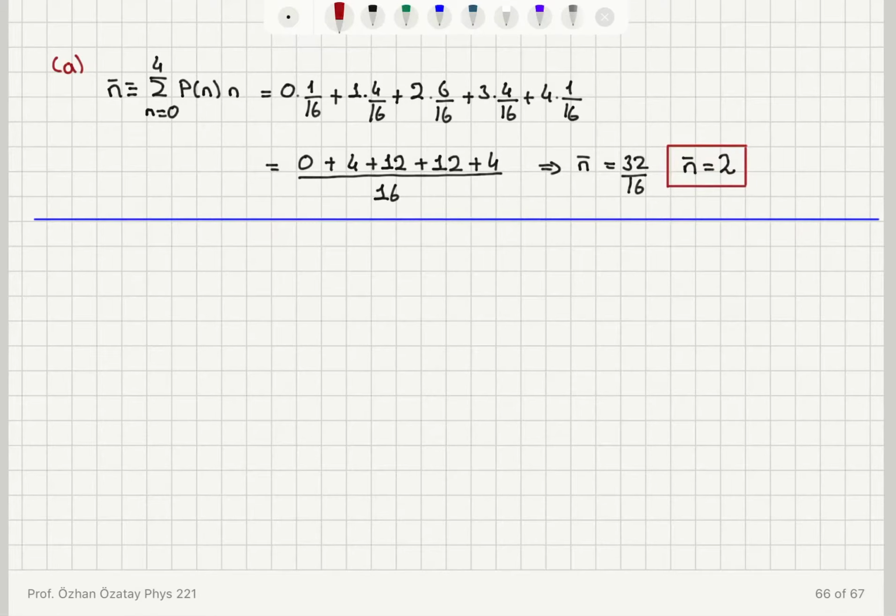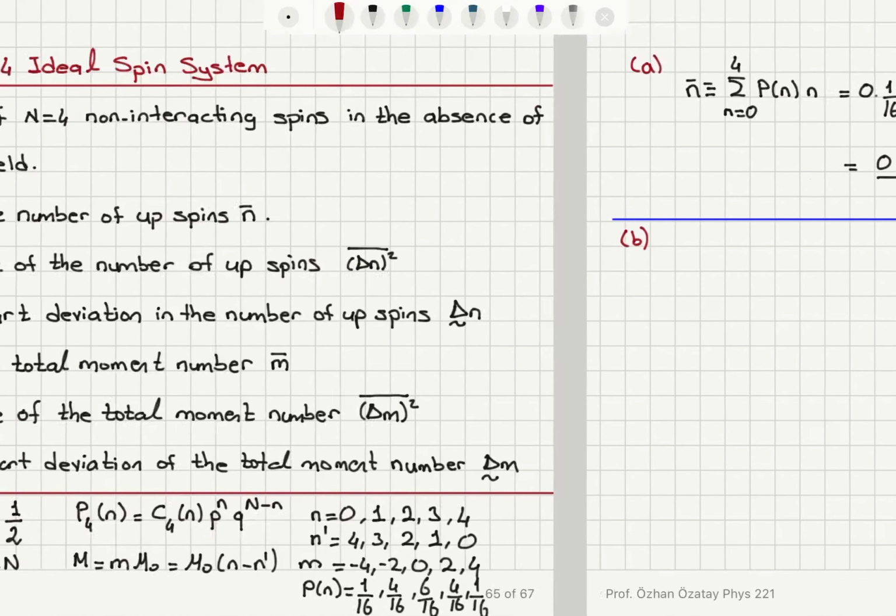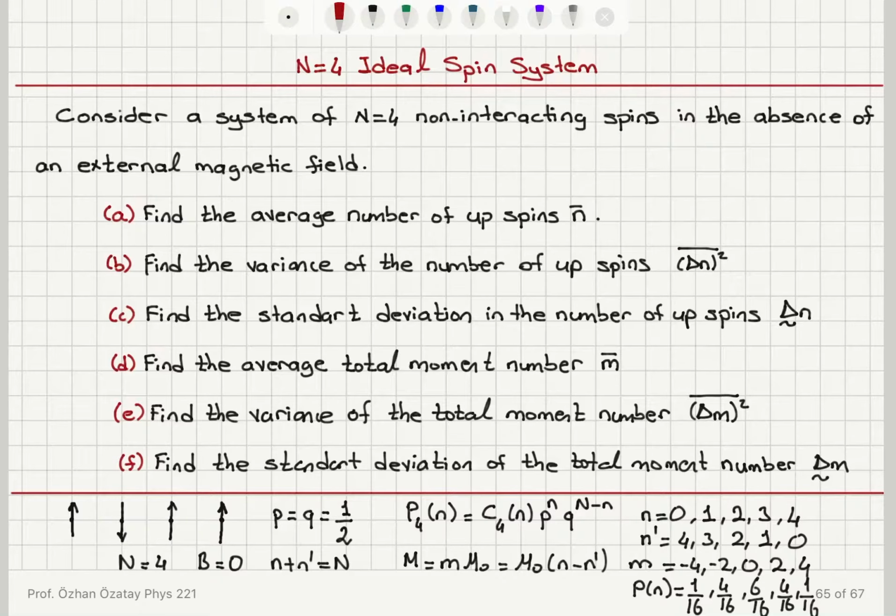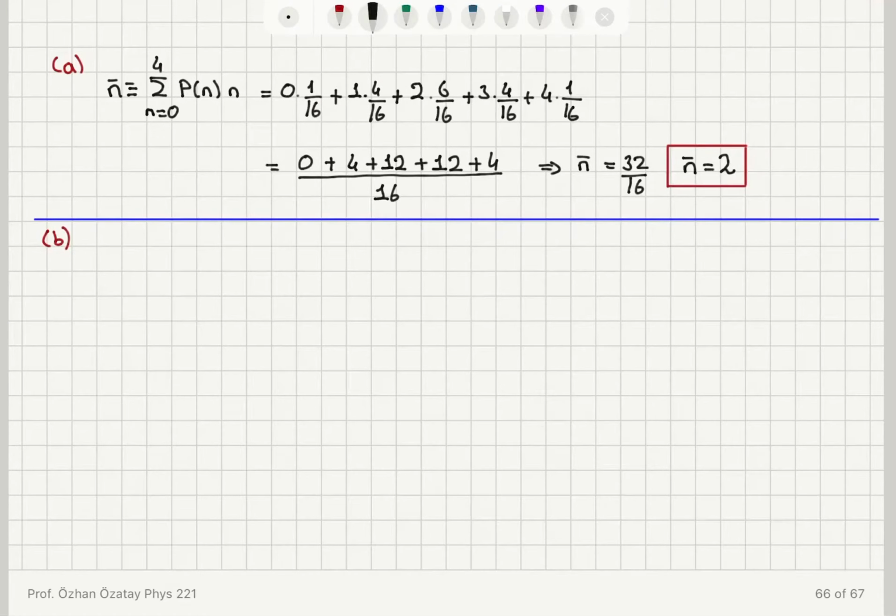Let's look at part B of the problem. Part B asks me the variance of the number of up spins. Okay, so the variance, delta n square bar, is basically the average of n minus n bar squared. So in order to find this, I need to know what is delta n square, or what are all the possible values of delta n square.